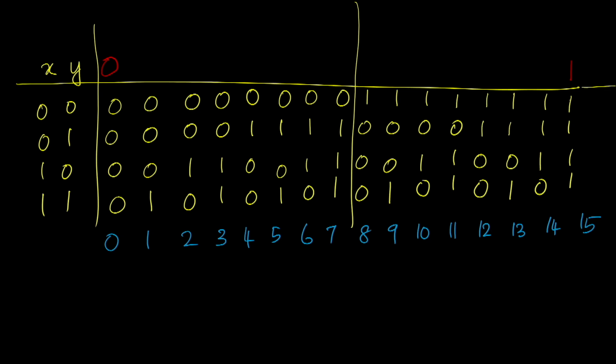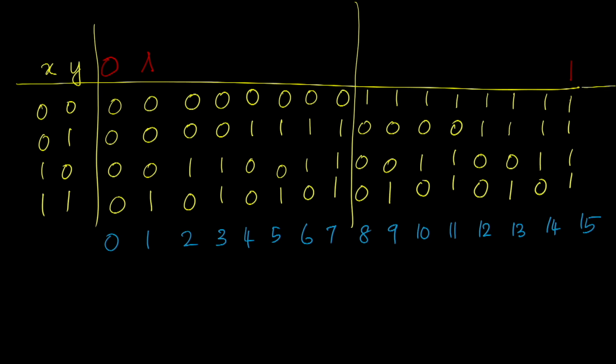Now, consider the first column. In the first column, the output is 1 precisely when both the inputs are 1. If either x is 0 or y is 0, then the output is 0. The output is 1 precisely when x and y are 1. So this is called the AND function, which we denote in this manner. The AND function. This is one way of denoting an AND function.